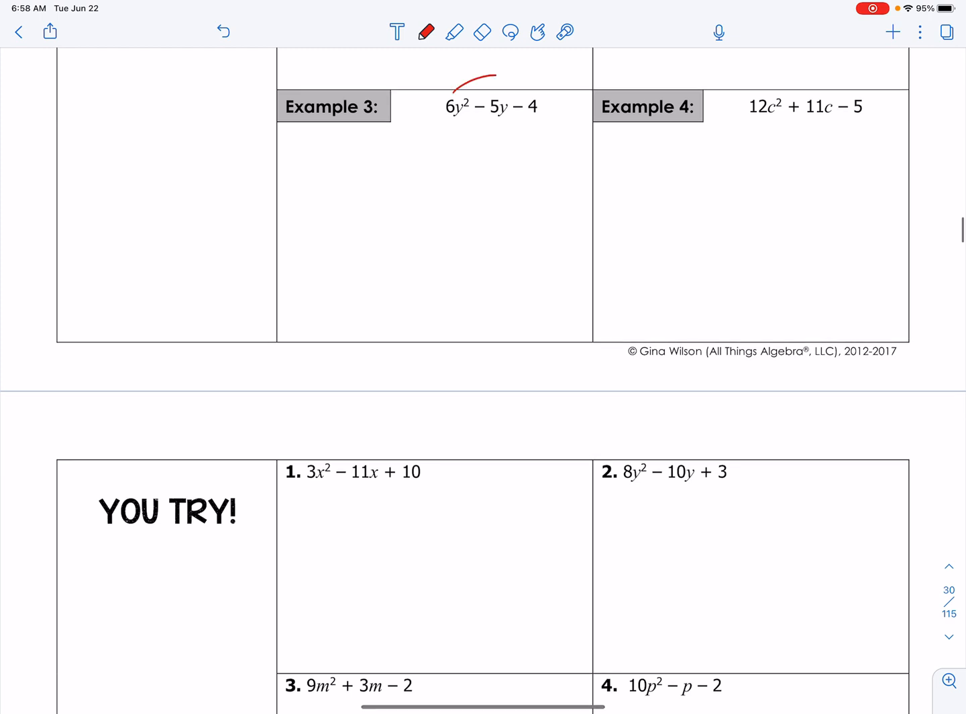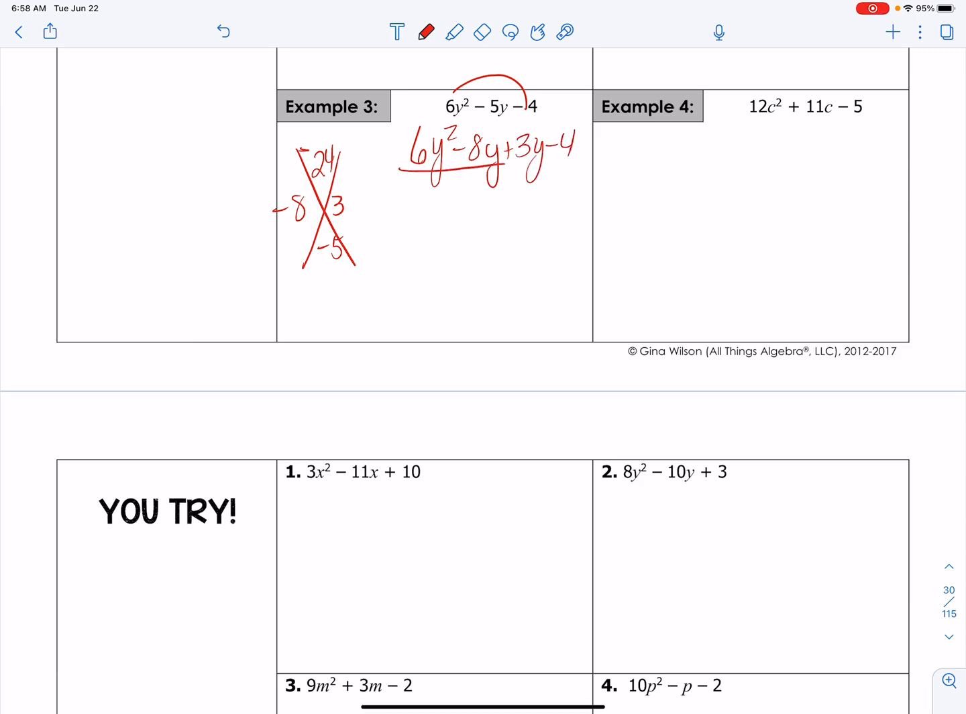So if I look at the next one, I'm doing factors of 24 that subtract to negative 5 because it's a negative 24. So negative 8 and 3, you're going to have to just go through and find them. 1 and 24, 2 and 12, 3 and 8. Well, there it is. And that goes in the middle. So 6y squared minus 8y plus 3y minus 4.